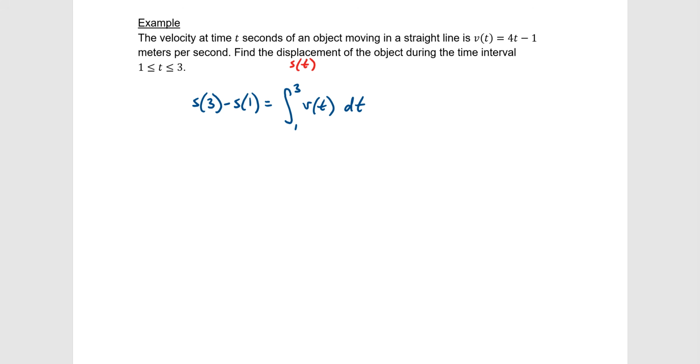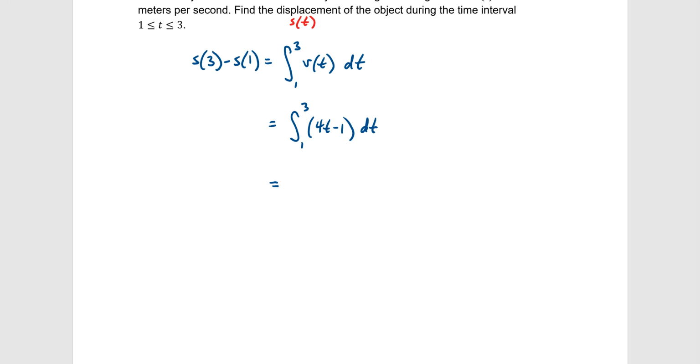So since velocity is the derivative of position, position is the integral of velocity. So we're going to go ahead and plug that in. The integral from 1 to 3 of 4t minus 1. And now we just do the math here and just integrate this. So the integral of 4t is going to be 4t squared over 2. The integral of 1 is 1t. Plug in our bounds from 1 to 3.